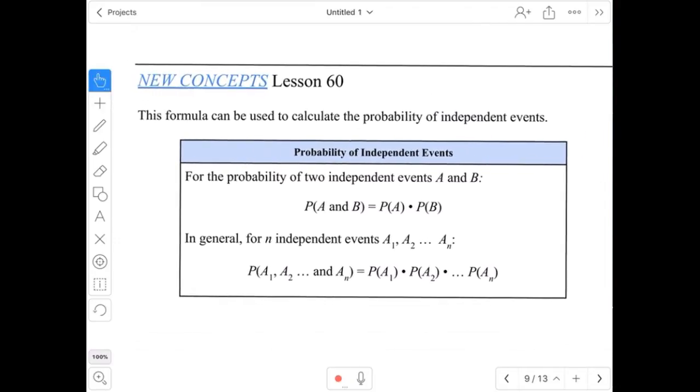So the probability of 2 independent events, A and B, you would just simply multiply those two probabilities, and for an n amount of events, as long as they are independent, you can just simply multiply those all together.